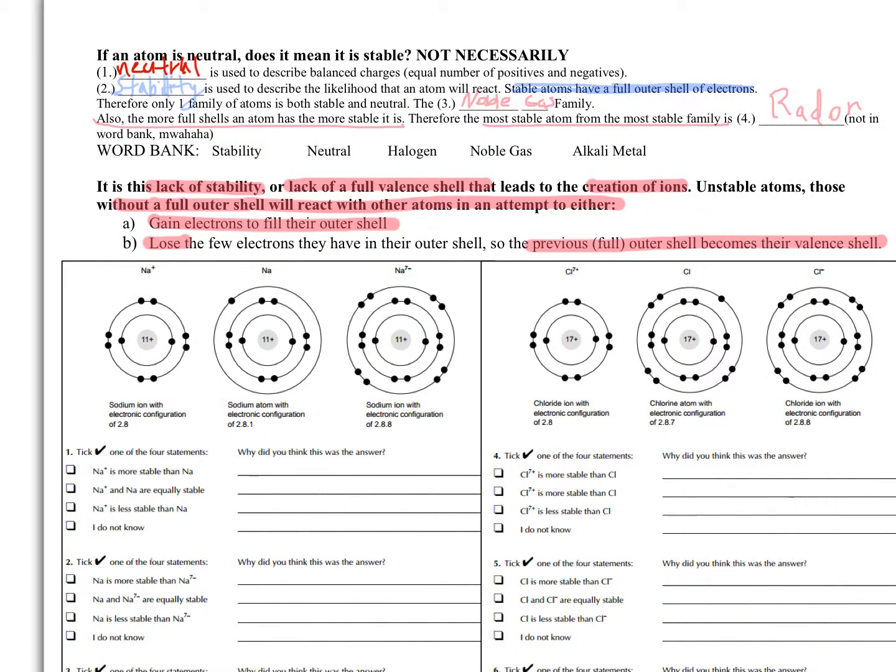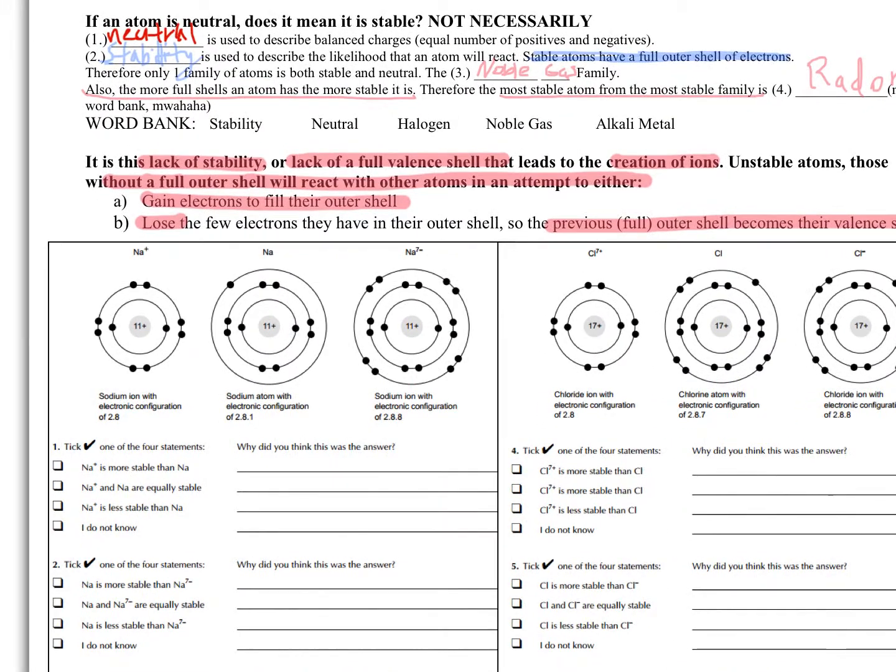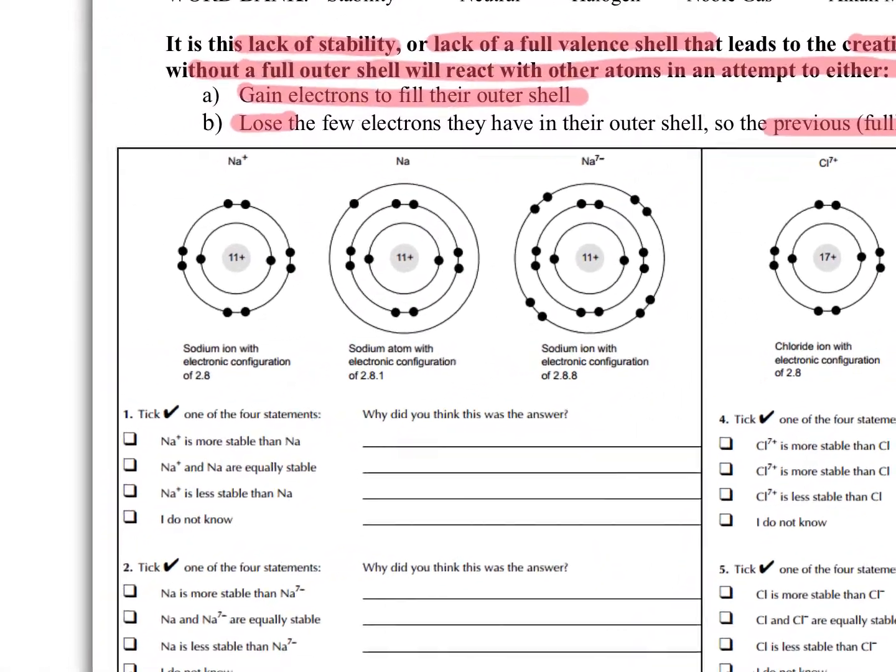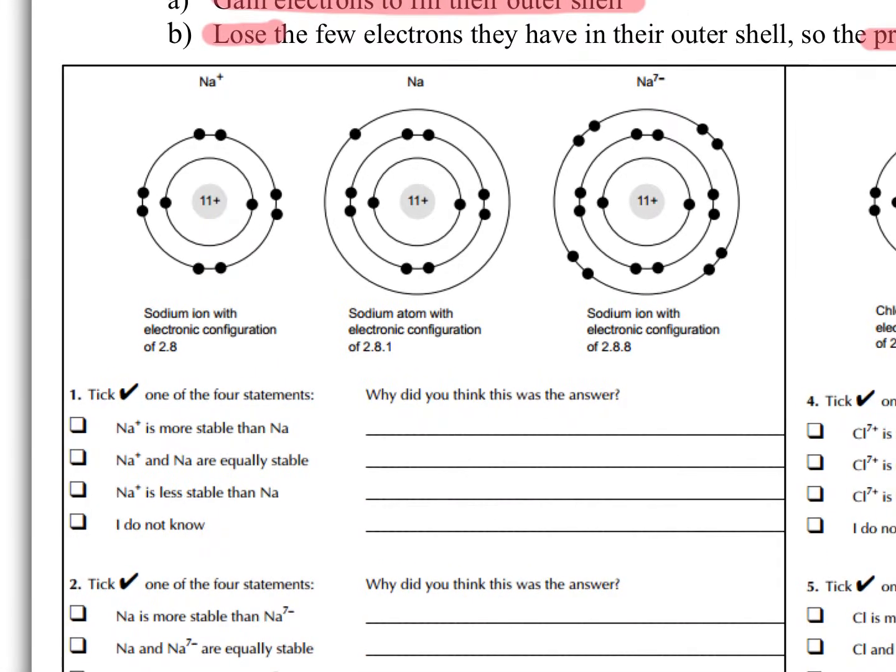So if we look at this picture here, what we have here is 3 versions of sodium. Right smack dab in the middle, we have regular sodium. Okay? 2 on the first shell, 8 on the second shell, 1 in the third shell. This 1 would be in your S part, so 1s1. Now, while this is neutral, this one's not stable. It does not have a full outer shell.